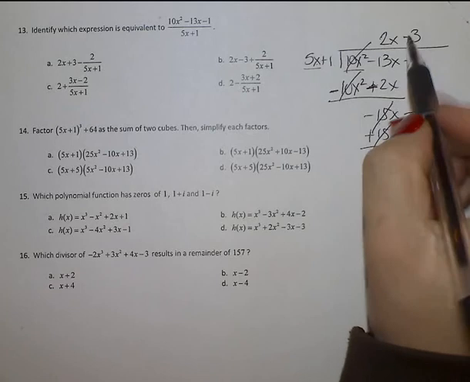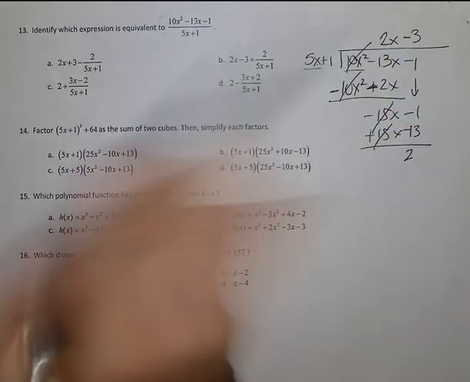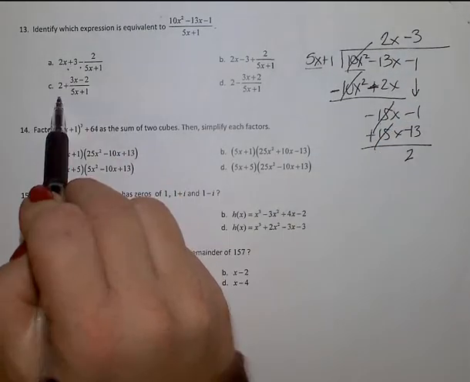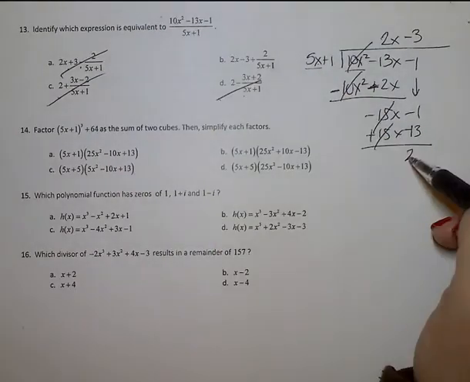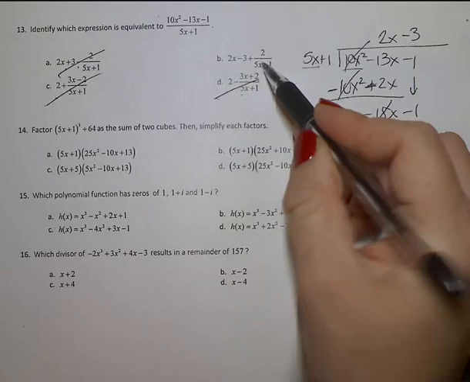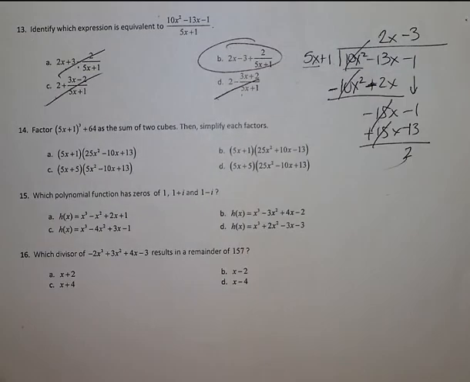So I want 2x minus 3 in front. 2x minus 3. So the only 2x minus 3 we have here is in B, plus 2 over 5x plus 1. Correct answer is B as in boy.